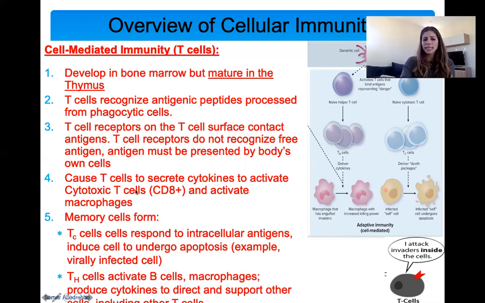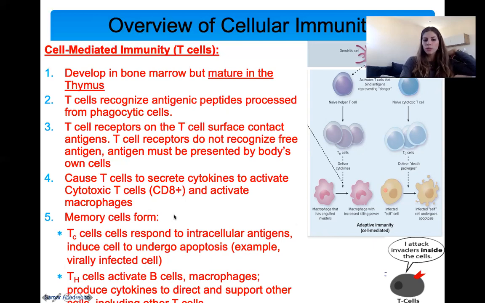This causes the T cells to secrete cytokines. Remember, cytokines are signaling molecules. We learned about them in innate immunity. They activate CD8 cells, which are cytotoxic T cells, and activate macrophages. Macrophages are good because they do phagocytosis, and you also get memory cells formed. So cytotoxic T cells respond to intracellular antigens, viruses, different types of cancers, and helper T cells activate B cells, macrophages, and a lot of other things.